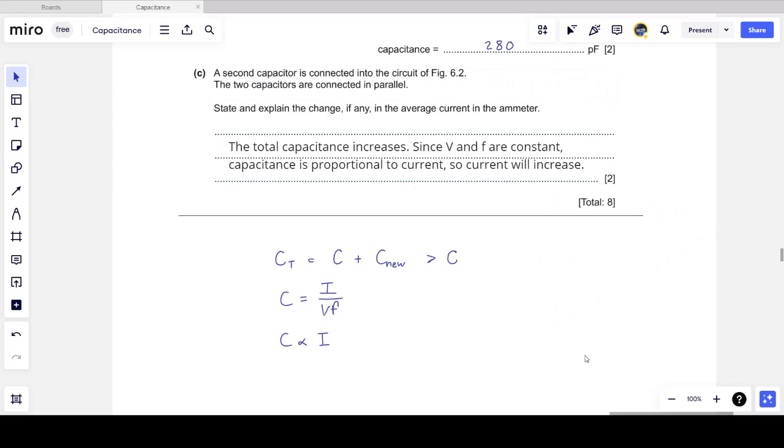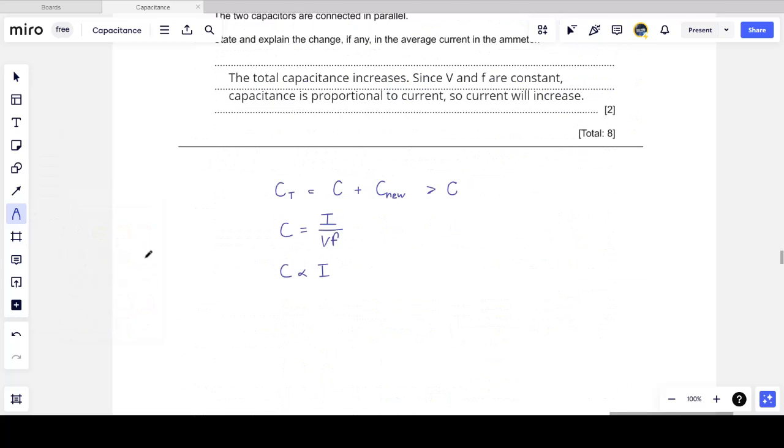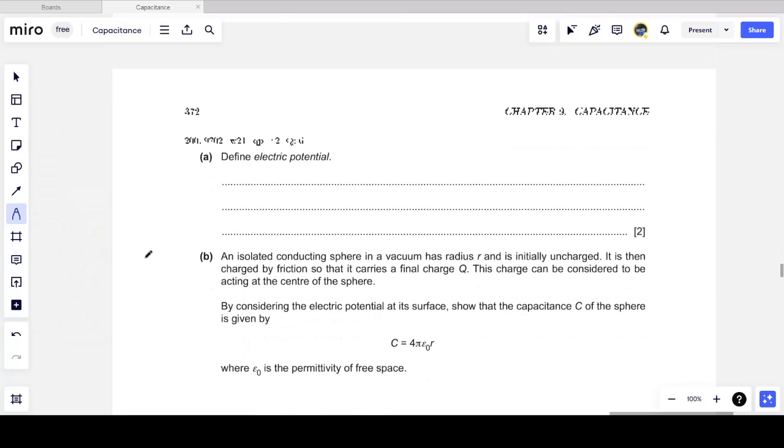And so when you connect a capacitor in series and connect it in parallel, two different things will happen. And this is an example of how those two things will happen in practice. And so another 8-mark question on capacitance. And we can see we mix it up with theory and mathematics and deriving equations even. And so capacitance can be a significant topic.